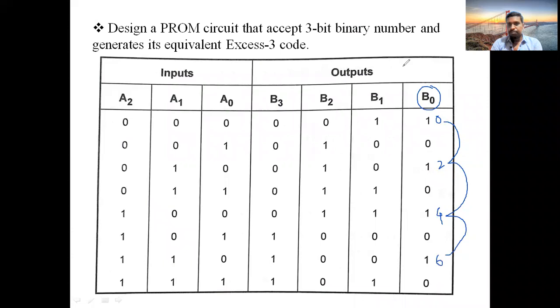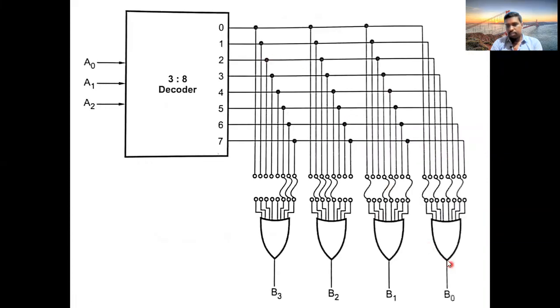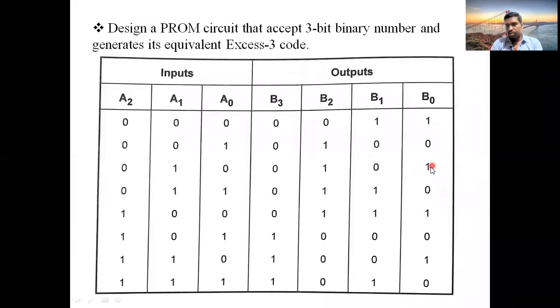See here, for B0, this is the 0th line, this is the 2nd line, this is the 4th line, this is the 6th line. Only 0, 2, 4, 6 are linked with the fuse, and the remaining are left empty. Why? Because those are the values for 0. See the table, only these 4 pins represent 1. Wherever you find 1, connect them through the fuse. Wherever you find 0, don't connect them.